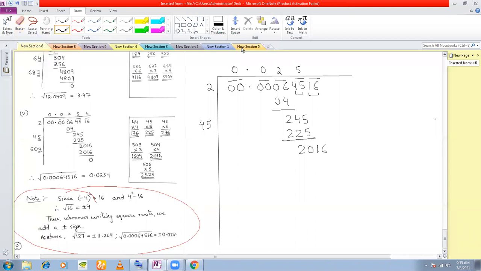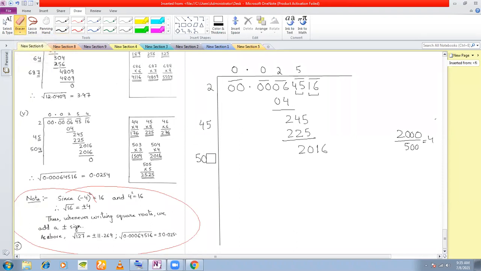Next, what is the next step? On top here, the number you see 0.025. Ignore the decimal, you get 25, right? What is the double of 25? 50. Write a 50 here. Now we need to insert a digit here. How do we insert? 2016 is very close to 2000. And mentally, if you put a 0 here, we get 500. So you can divide this by 500. You're getting a 4 here, right?